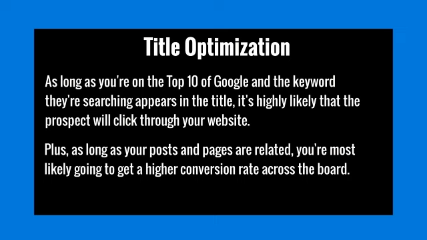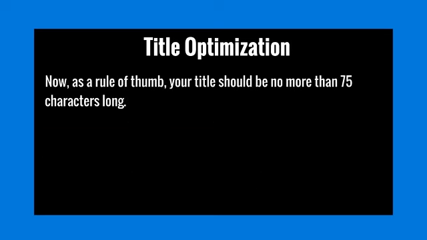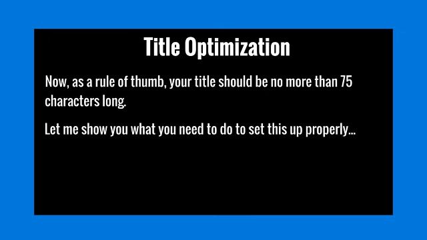So as long as your post and pages are related, you're most likely going to see a higher conversion rate across the board, like I said earlier. Now, as a rule of thumb, your title should be no more than 75 characters long. You don't want it to be too long, because psychologically that will actually overwhelm whoever is typing things in. And most people are just scanning, they're not reading. They're looking for what they're looking for really quick. So if you have something short, straight to the point, you're most likely going to win as long as it's optimized and it's correct to that keyword.